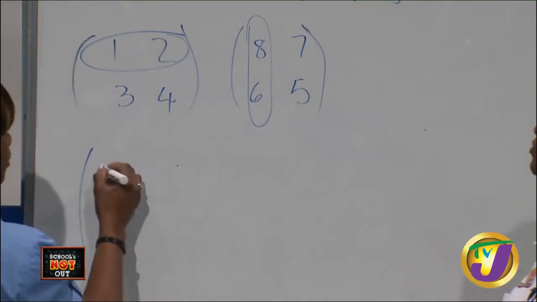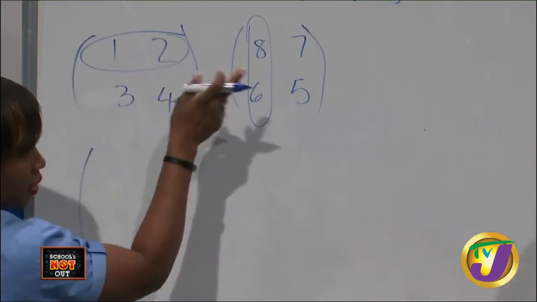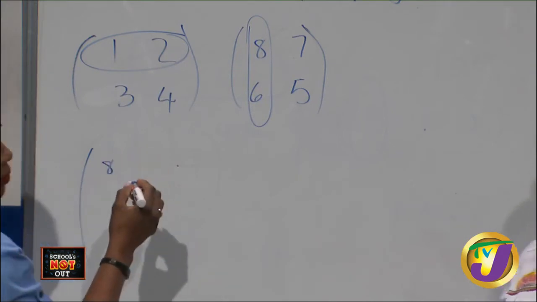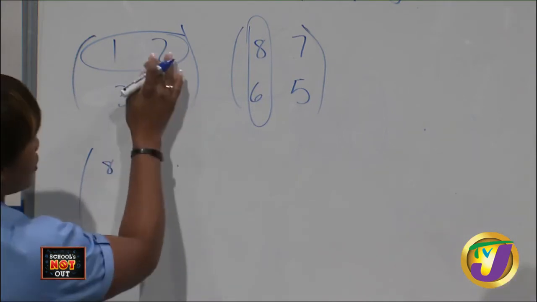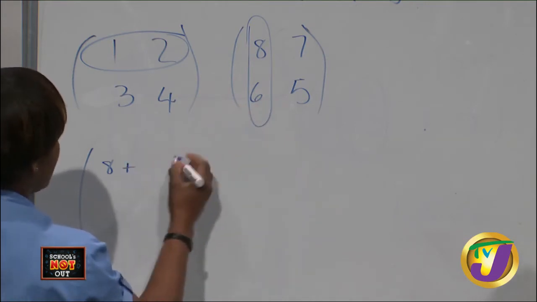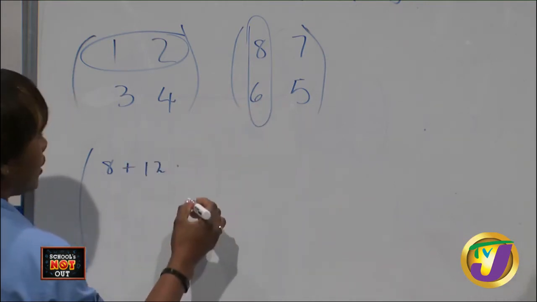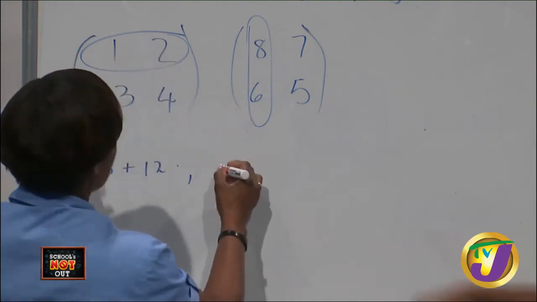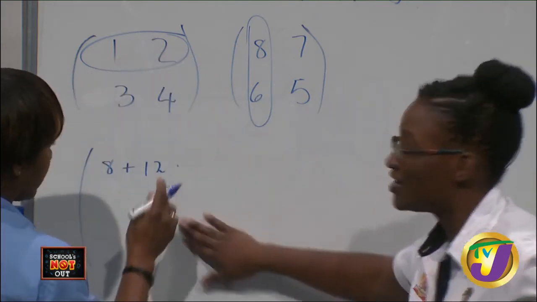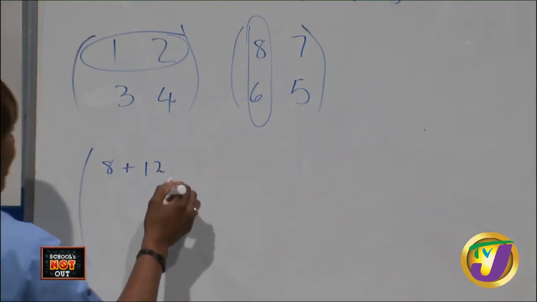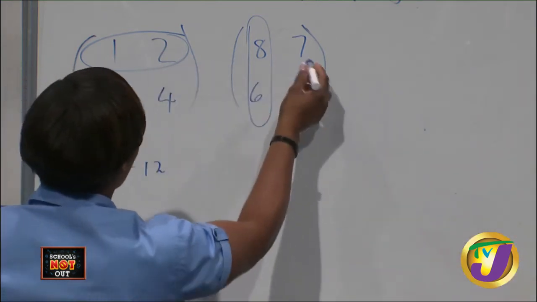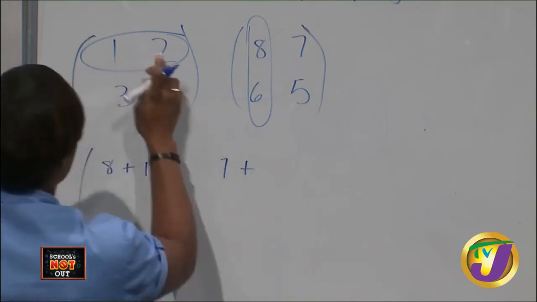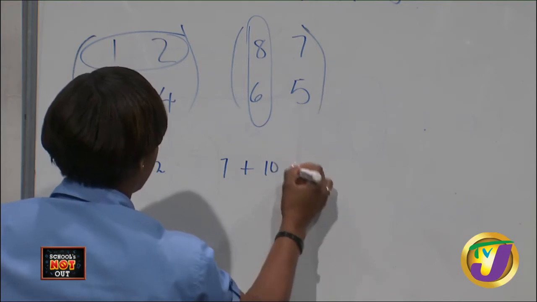All right. So our first multiplication, 1 times 8, gives us 8. And then 2 will multiply 6, which gives us 12. And then we have 1 times 7, which is 7. And 2 will multiply 5, which will give us 10.